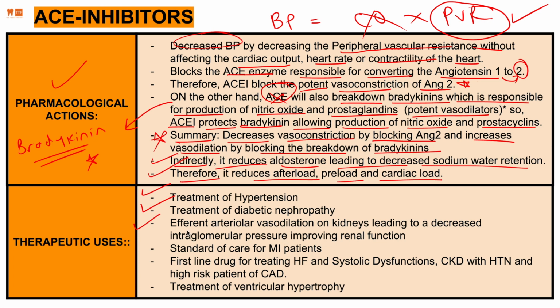In the therapeutic uses: treatment of hypertension, treatment of diabetic nephropathy, with efferent arteriolar vasodilation in the kidneys leading to decreased GFR, improving renal function. Standard of care for MI patients is ACE inhibitors. First line drug for treating congestive heart failure, systolic dysfunction, CKD with hypertension, and high-risk patients for coronary artery disease. Treatment of ventricular hypertrophy. Very, very useful drug, and that's why, remember, ACE inhibitors were used in all of the heart diseases concomitant with hypertension.